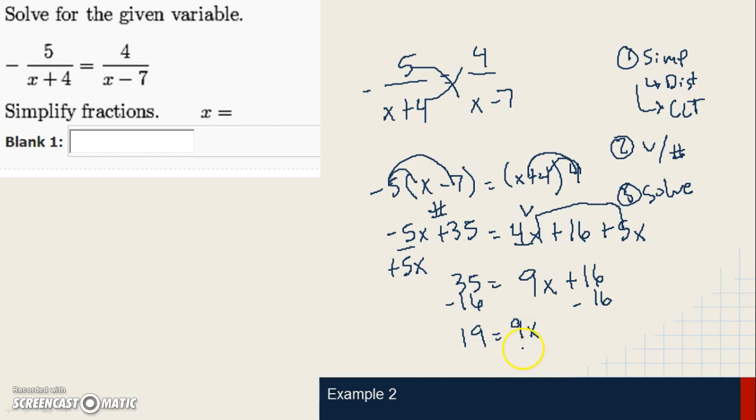And now I'm going to divide by 9, since 9 is being multiplied to x, and I have x equals 19 divided by 9. There's not a number that both 19 and 9 can be divided by evenly, so I know that is the fraction in the simplest form. I'm going to come up here and I'm going to type that in. 19 divided by 9.